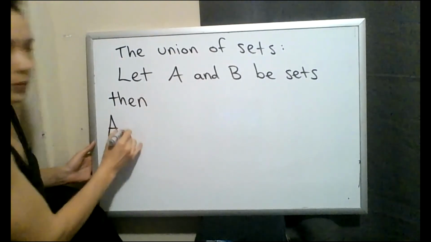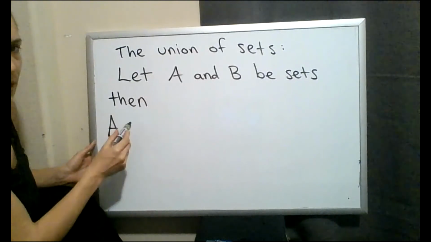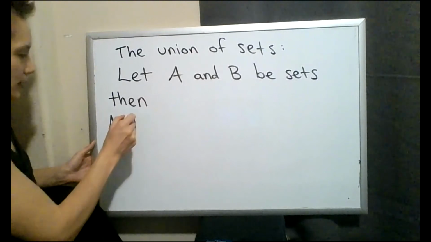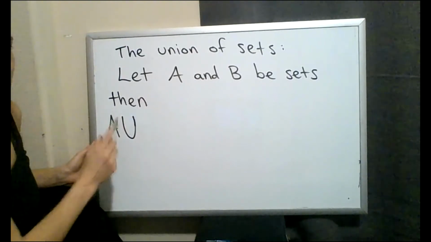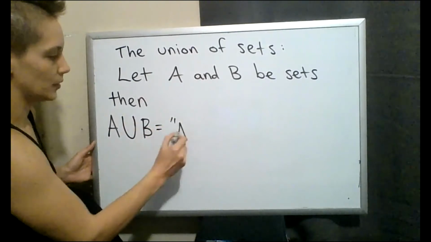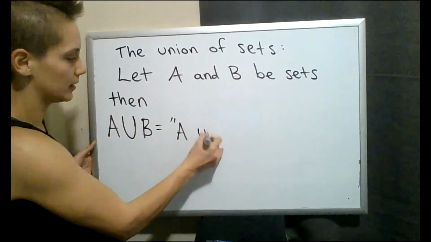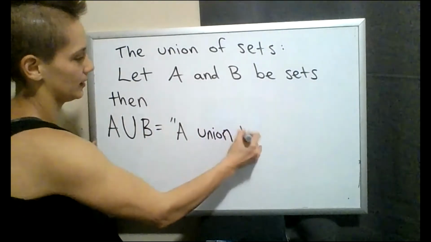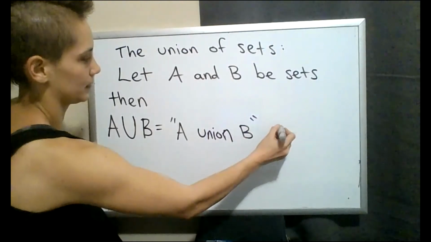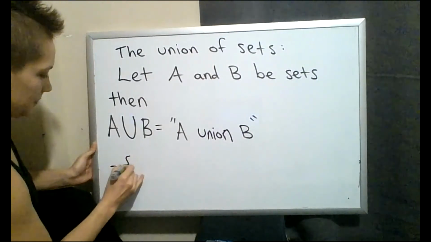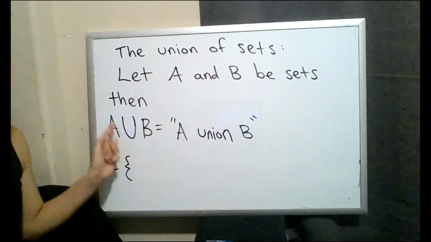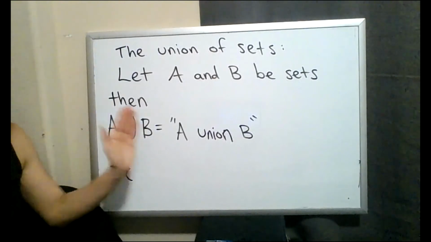Union is a swoop, a symbol that looks like a U without the part on the side, so it looks like this. A union B. Let's write it as A union B. So this symbol is when you think of it as A or B.